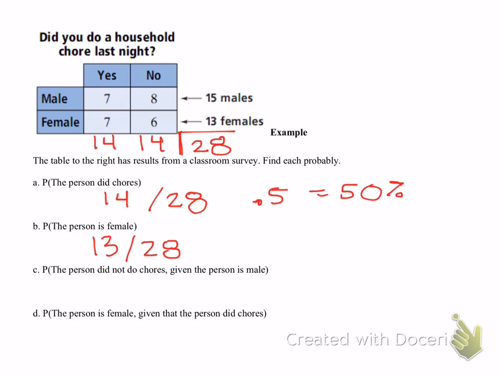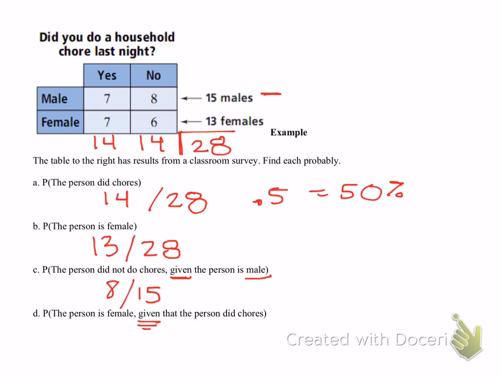In letter C and D, notice you see this new phrase of given. So that means I'm restricting the population. I'm not using the full population. So letter C says, find the probability the person did not do their chores given they are male. So what I recommend doing is go to the fact that they are male. So I only have 15 males who took this survey. And of these 15 males, 8 of them did not do their chores. So that's how you set up that one.